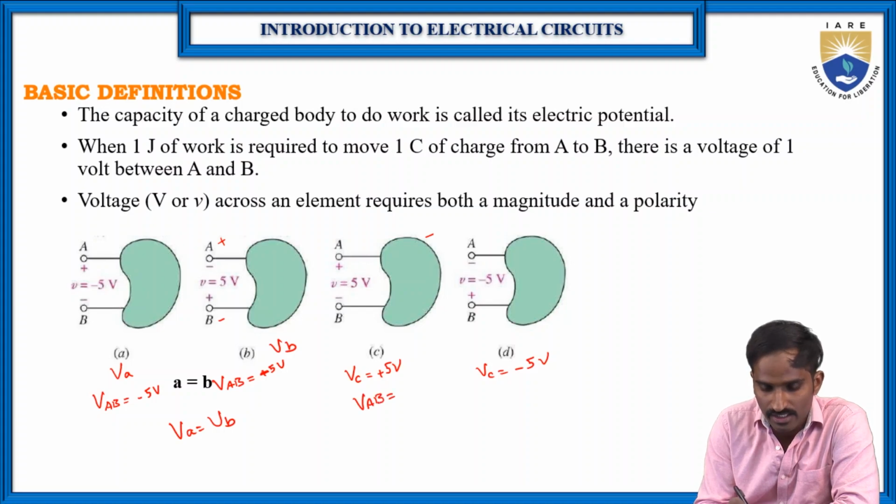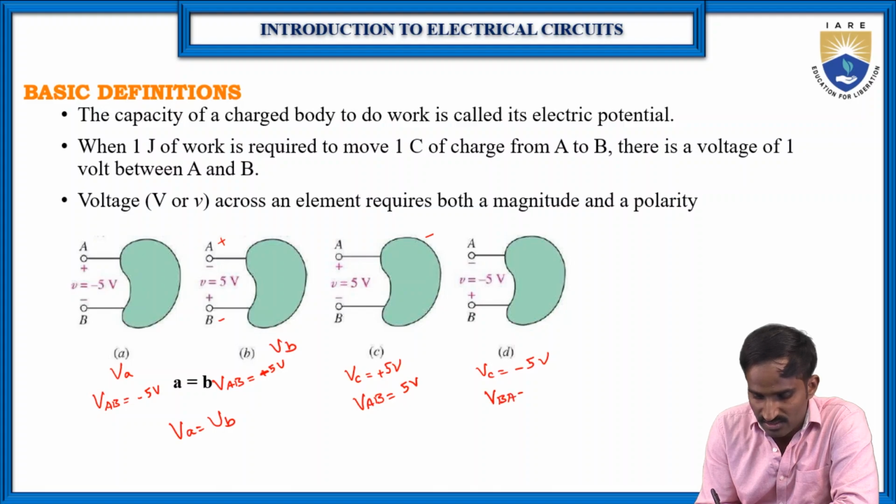Okay, positive and negative. VAB is equal to 5 volts, and here the positive is B and negative is A. So let us consider here VBA is equal to minus 5 volts. So here VAB is equal to 5, VBA is equal to minus 5 volts.